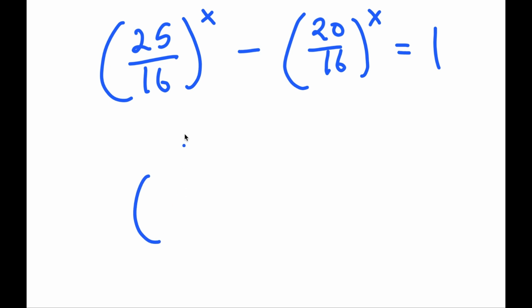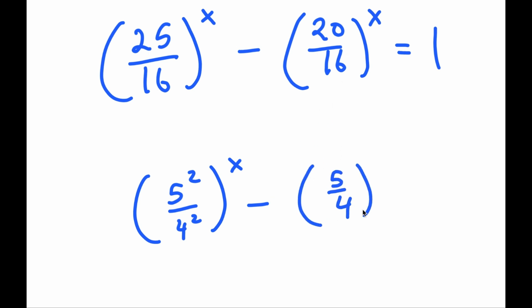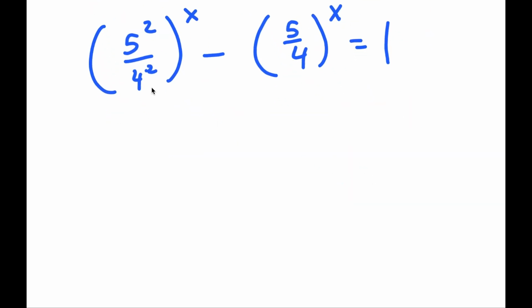Now, 25 over 16, I'm going to rewrite as 5 squared over 4 squared. And 20 over 16, that just simplifies to 5 over 4. From here, 5 squared over 4 squared is the same thing as 5 over 4 squared.